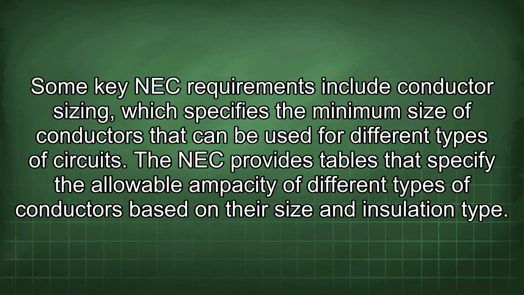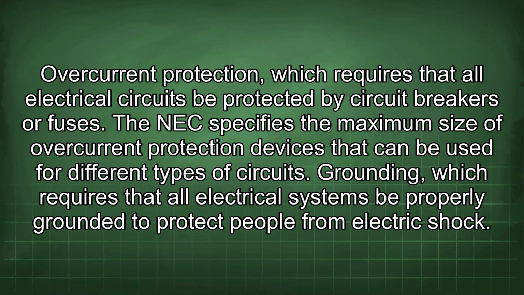Some key NEC requirements include conductor sizing, which specifies the minimum size of conductors that can be used for different types of circuits. The NEC provides tables that specify the allowable ampacity of different types of conductors based on their size and insulation type. Overcurrent protection, which requires that all electrical circuits be protected by circuit breakers or fuses. The NEC specifies the maximum size of overcurrent protection devices that can be used for different types of circuits.